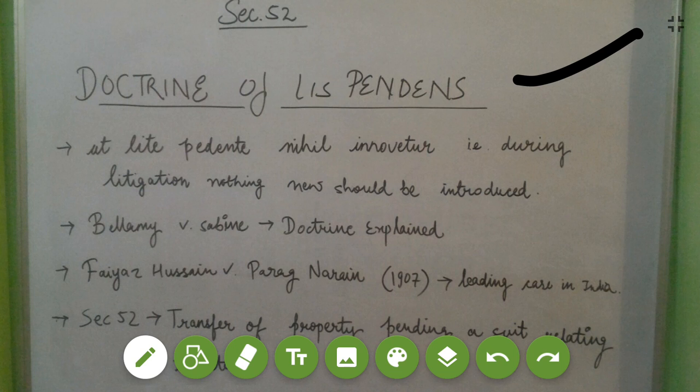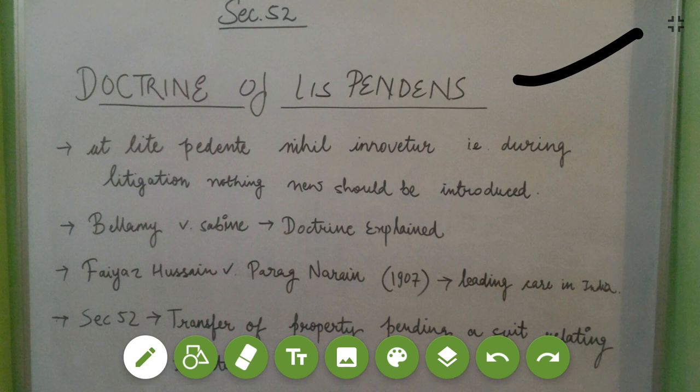Obviously, if you have read the CPC, you must be well aware of res judicata and res sub judice. If you have read these two things, then you will know what the doctrine of Lis Pendens is. If you don't know, then no problem, we will tell you. The crux of the doctrine of Lis Pendens is that when litigation is pending in respect of any property, none of the two shall be permitted to transfer the same except with the permission of court.